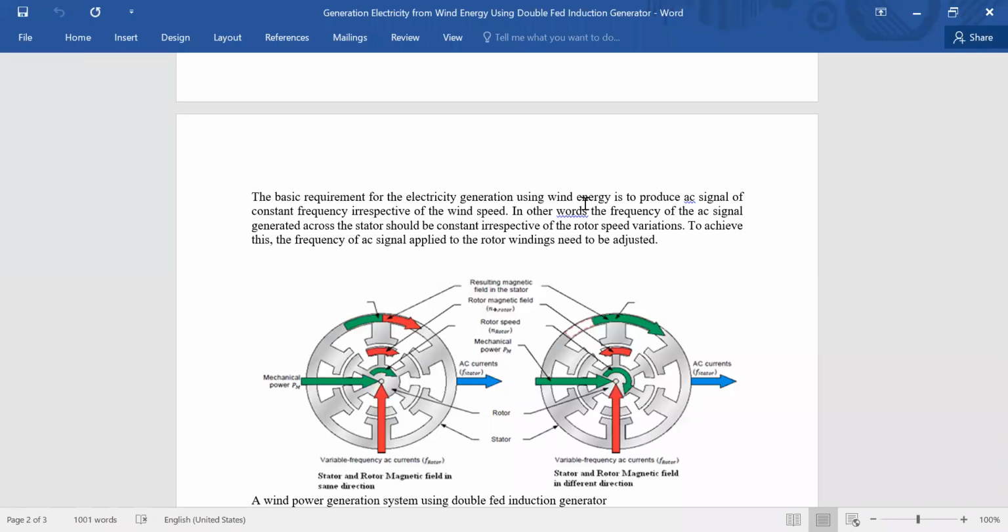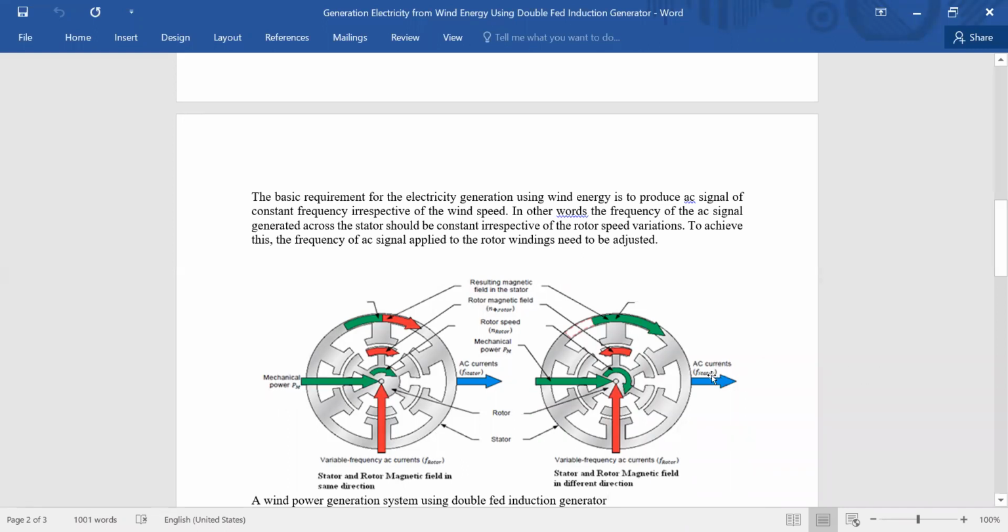In other words, the frequency of the AC signal generated across the stator should be irrespective of the speed variation. So how are we achieving that? To achieve this, the frequency of the AC signal applied to the rotor winding should be adjusted. Here it is showing the mechanical power, that is PM, the mechanical power.